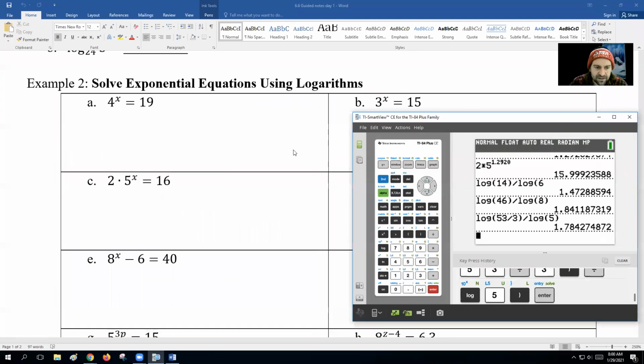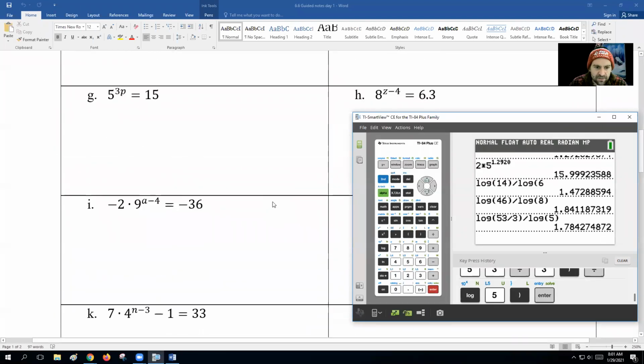Keep going with some more problems here. See how we can get a little bit more complicated. Sometimes our exponent is not just a plain old x. What that means is we still go through the method, we just have some extra steps to do after we loop and swoop. So we loop and swoop here, and we get log base 5 of 15 is equal to not x, but 3p. So let's just plug this into the calculator.